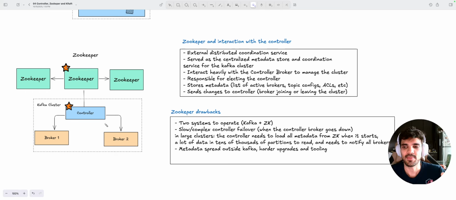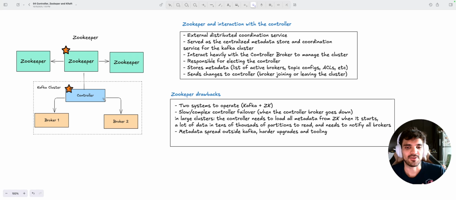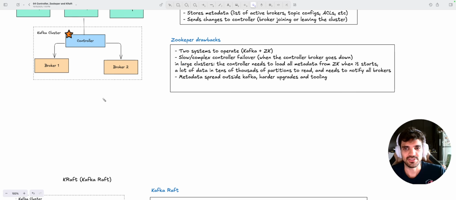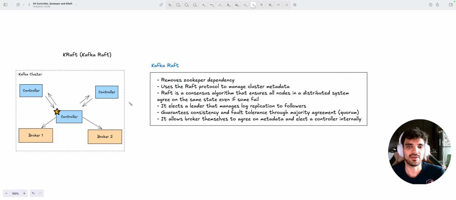In a large cluster, whenever a new controller pops in, elected by the Zookeeper, it needs to load all of the metadata that is stored in the Zookeeper when it starts, and many times that's a lot of data. We have tens of thousands of partitions to read. We need to notify all of the other brokers about this change. So having this metadata spread outside Kafka makes it really hard to perform updates, upgrades, and all of the tooling related to the broker and to the cluster.